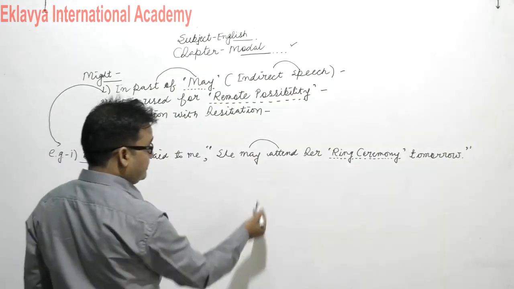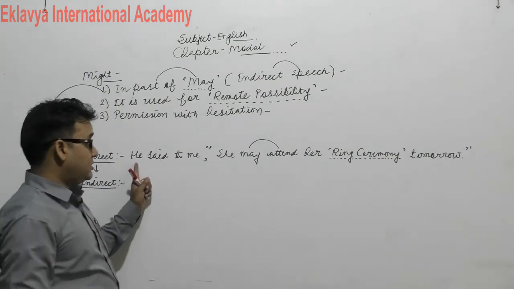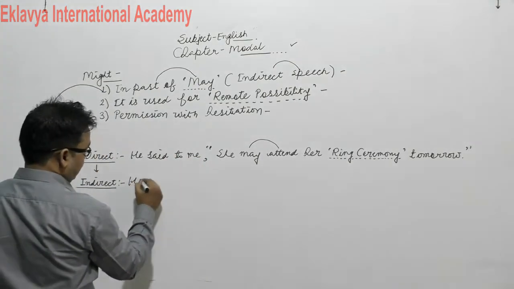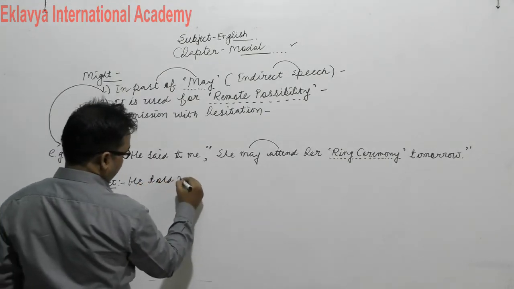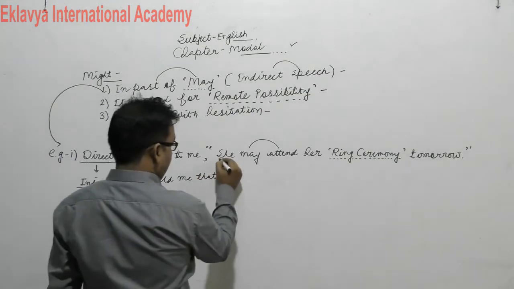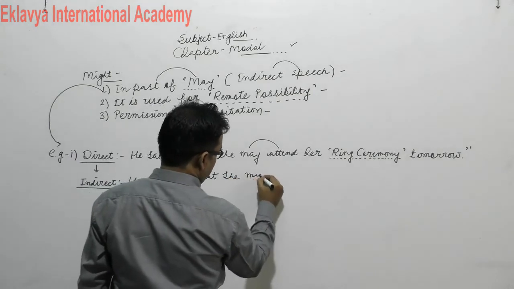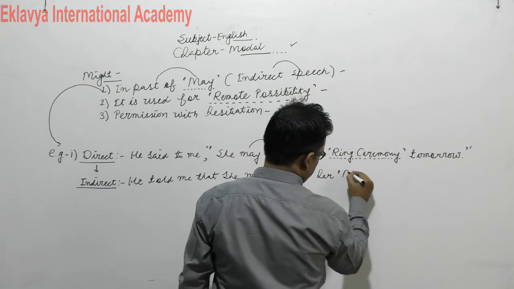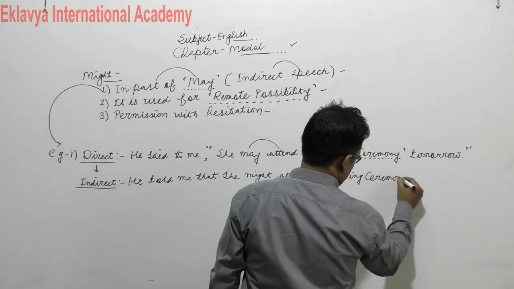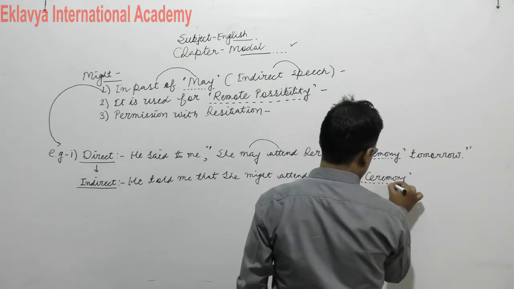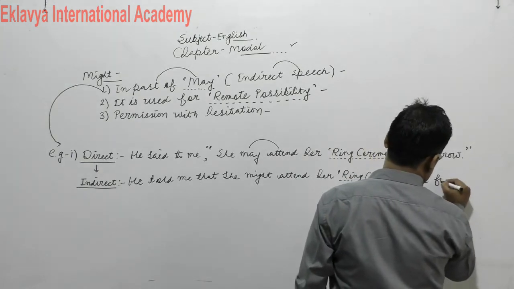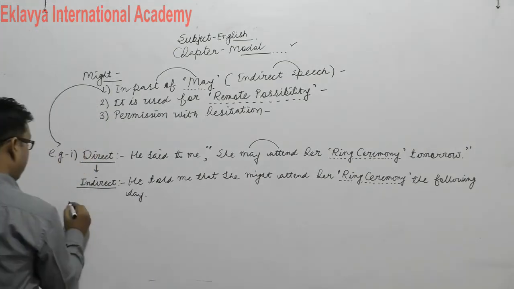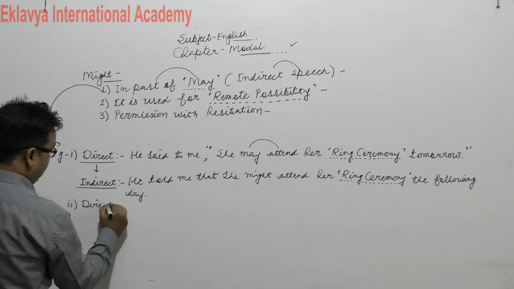Example number first: he said to me, she may attend her ring ceremony tomorrow. As far as the reporter, reporting verb, object and reported speech are concerned, we have discussed it a lot in our previous classes. The given example is an assertive sentence. He told me that she might attend her ring ceremony the following day. Example number second. Just clear the concept, it's not a matter of the number of examples.